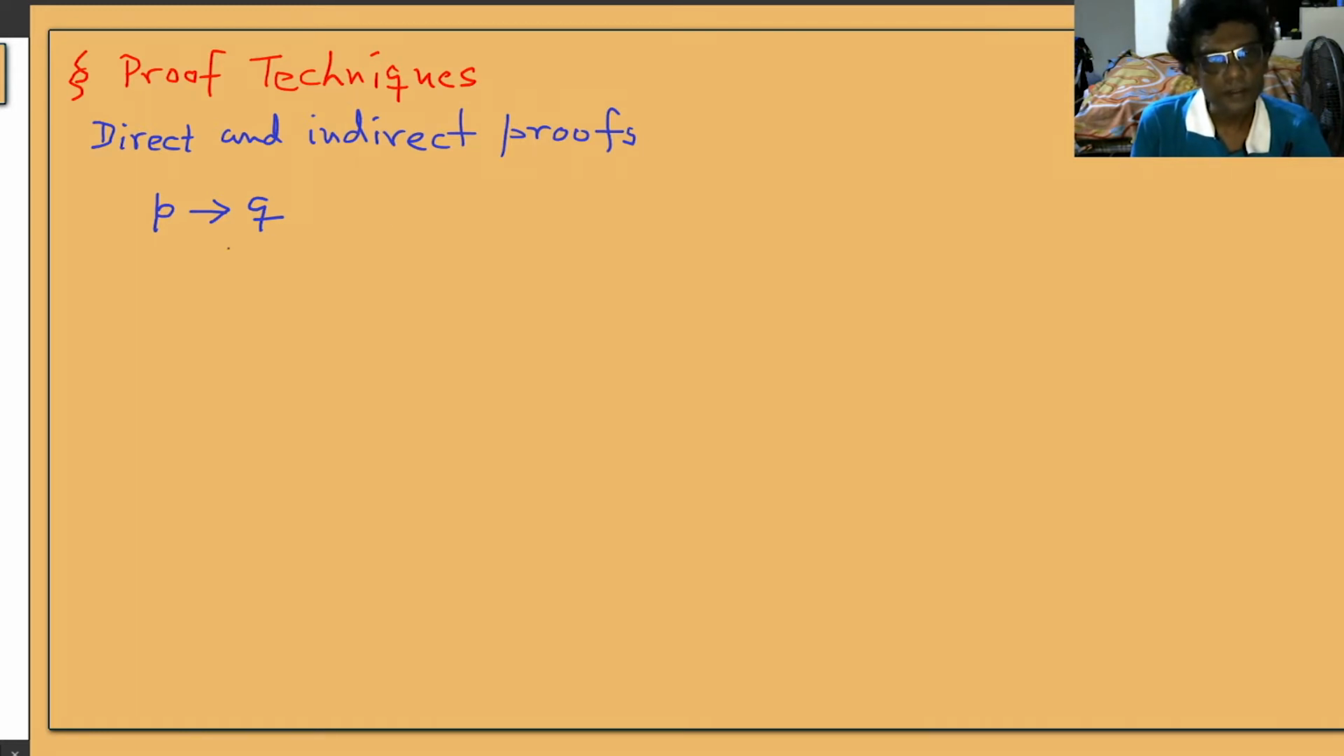On the other hand, this logical statement is equivalent to not Q implies not P. So you can assume that Q is false, and then we use other known results, theorems, axioms, definitions, known facts, and we prove that P is also false. You can see that P implies Q and not Q implies not P have the same truth table, and therefore they are equivalent. So this is called a direct proof, and this is called an indirect proof, or proof by contraposition.